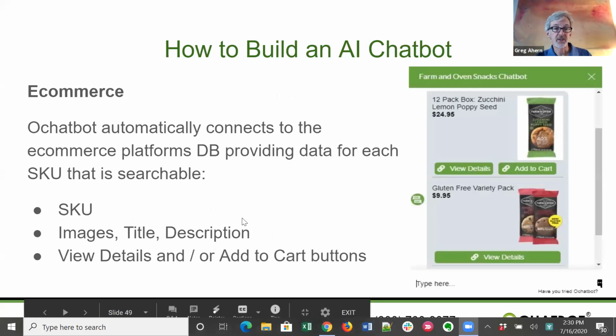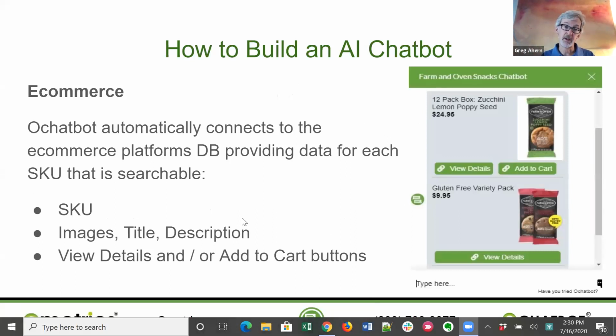If you have an e-commerce system, the system automatically loads everything from the database of your Shopify, Magento, BigCommerce, whatever system you're using. And that pulls in the SKUs, the images, and so you can add to cart and view details right from the bot itself, which then brings them to the website. So if this is on Facebook or if it's on your own website, when they click add to cart, it then brings them to the add to cart page or the cart on the site.